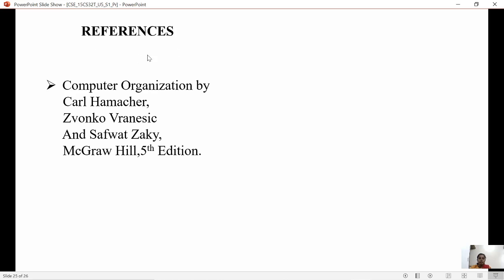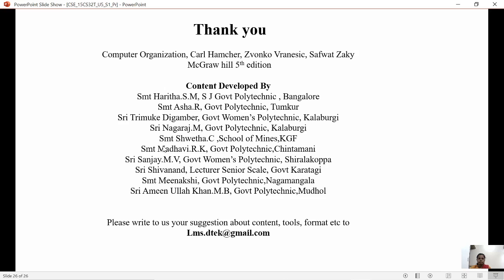If you have any extra information needs, or any clarifications or doubts, and for more information, you can look into the textbook, Computer Organization by Carl Hamacher, Zvonko Vranesic and Safwat Zaky, 5th edition.